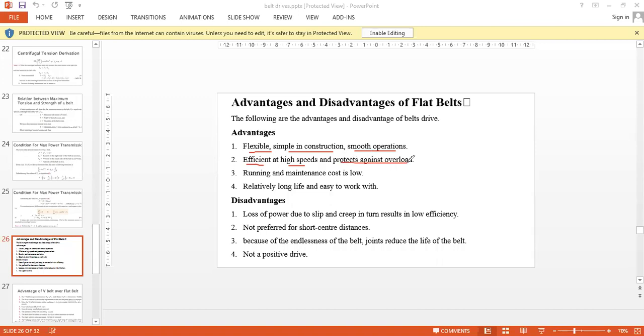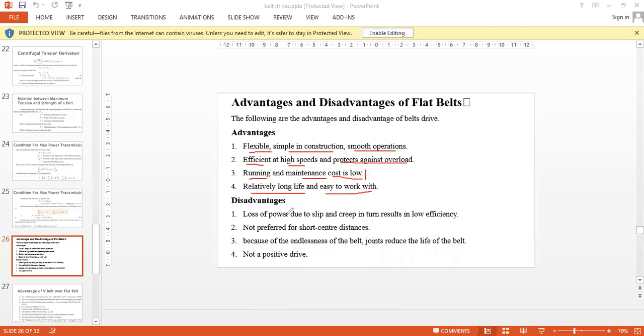At overloads also, the belt will not get cut so easily, so it can bear that load at high speeds, but not at lower speeds because the belt will be at a higher tension. There's every possibility that the belt will expand and lose its elasticity, and finally it will get cut. The running and maintenance cost is also low when compared to other types of power transmission systems. Belt drives usually have a longer life, and are easy to work with. Any adjustments that have to be done can be done.